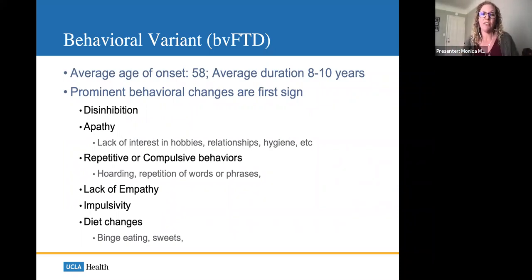People with behavioral variant FTD also develop a lot of repetitive, compulsive behaviors, like hoarding, repetition of words, hand washing. Some people do basic clapping all the time. They repeat behaviors that, again, you're not sure about, like, this is different, this is odd, what is wrong? They also develop a lack of empathy.